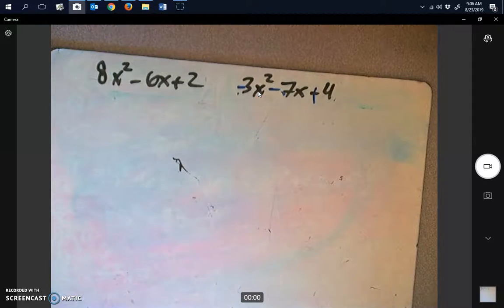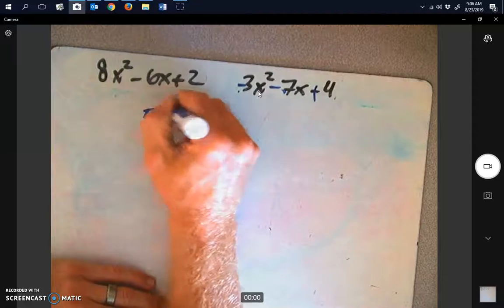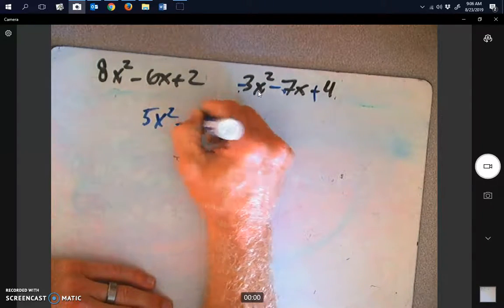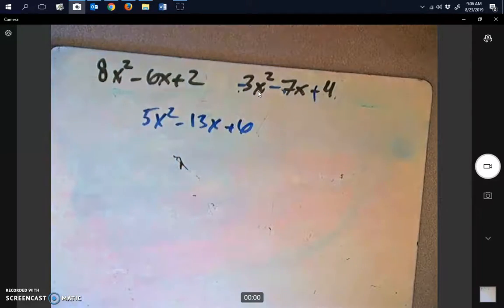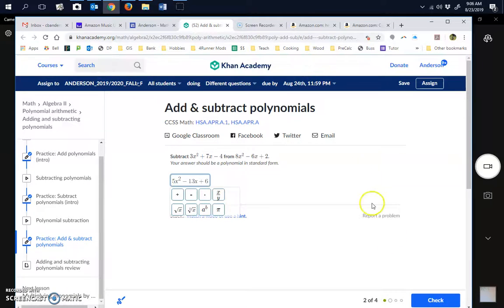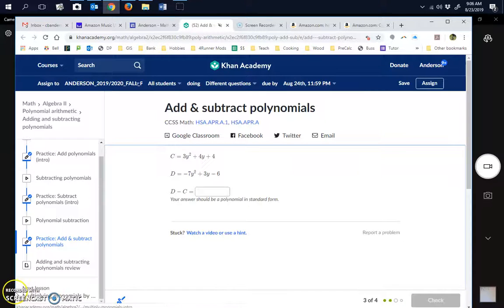All right, now we add like terms. 8x squared minus 3x squared is 5x squared. Negative 6x minus 7x is minus 13x. And plus 6. So 5x squared minus 13x plus 6. And we are right.